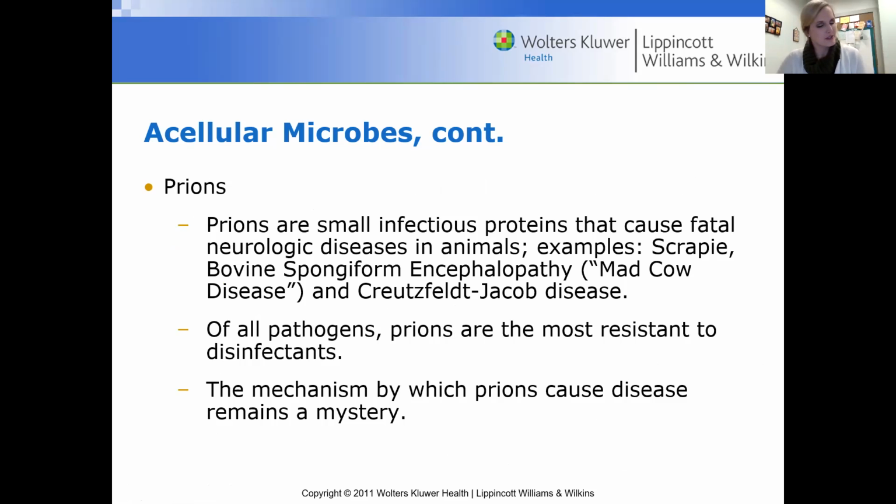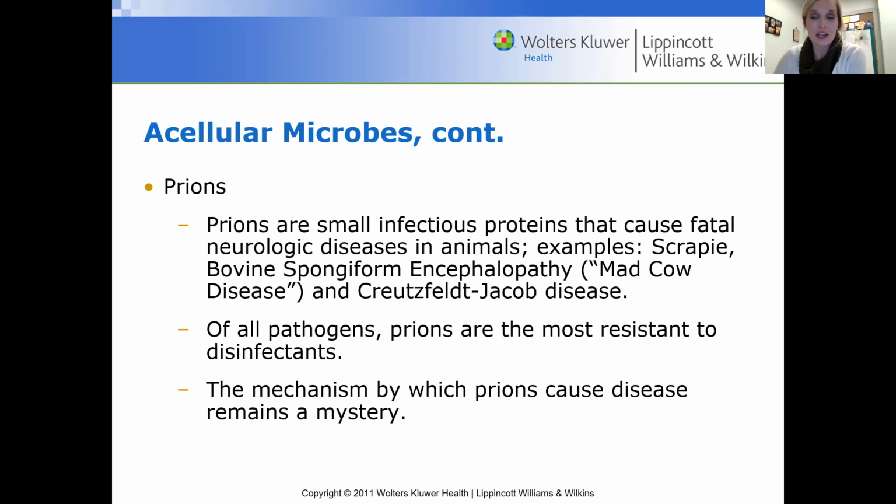And prions, very same idea. They are simply smaller versions of your viruses. They're small infectious proteins that cause fatal neurological diseases in animals. Examples you may have heard of: scrapie, bovine spongiform encephalopathy, which is mad cow disease, the more common term you've probably heard, and Creutzfeldt-Jakob disease. You don't have to know those specifics, but mad cow is one we've probably heard of, and it is an example of a serious disease caused by a prion.